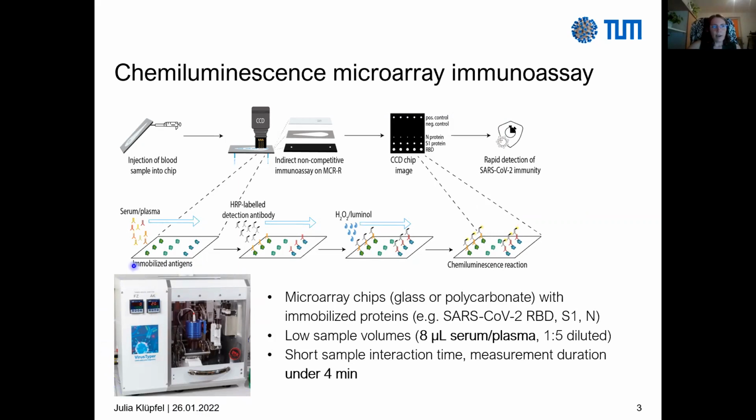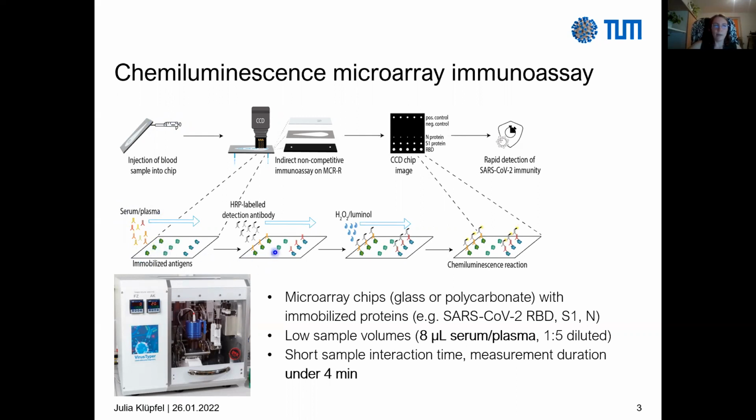And on these microarray chips, we have antigens immobilized. So in the case of SARS-CoV-2, we mainly use the receptor binding domain, the S1 protein and the N protein. And these are immobilized on the surface of a chip. And then we simply inject a blood sample into the microarray chip. And the antibodies that are contained within that blood sample can then bind to the antigens on the surface.